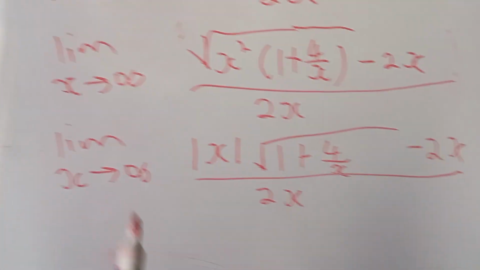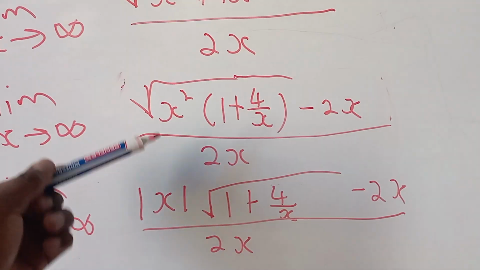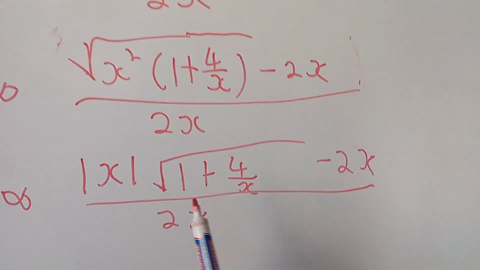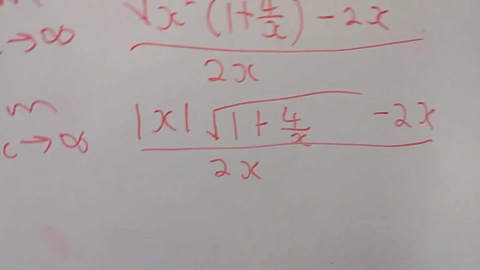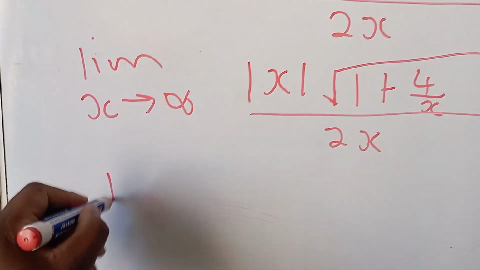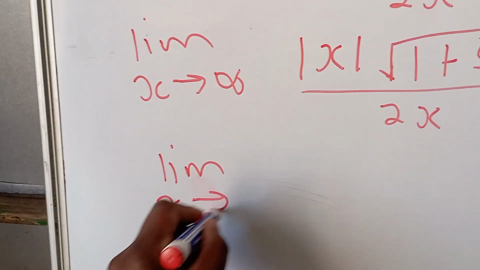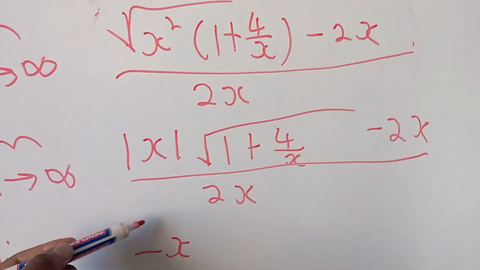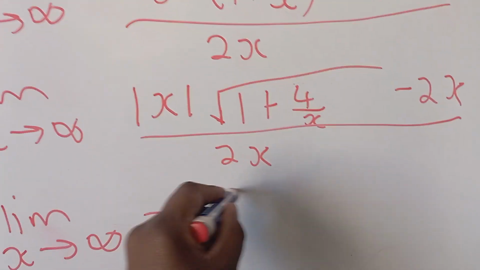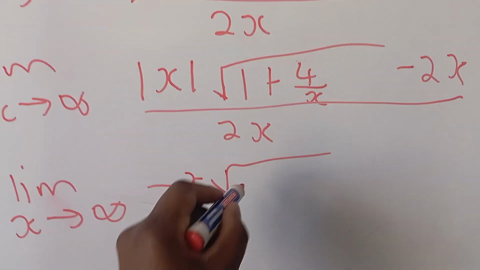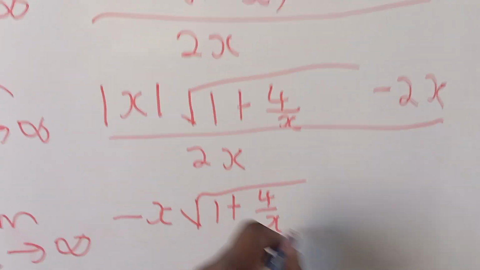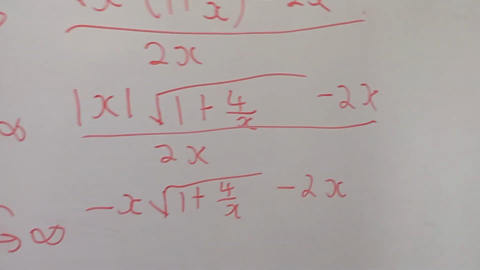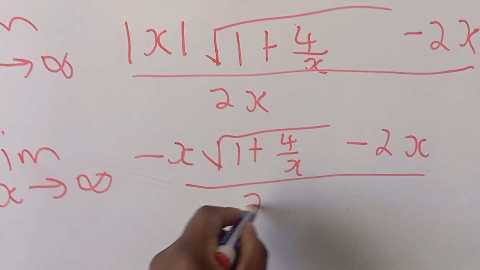After, when we are here, we have the limit as x approaches infinity. Then this gives us the absolute value of x, and then the square root of 1 plus 4 over x minus 2x all over 2x. Then the absolute value of x gives us, we're going to have the limit as x approaches infinity, negative x, the negative value of x, then the square root of 1 plus 4 over x minus 2x, all over 2x.